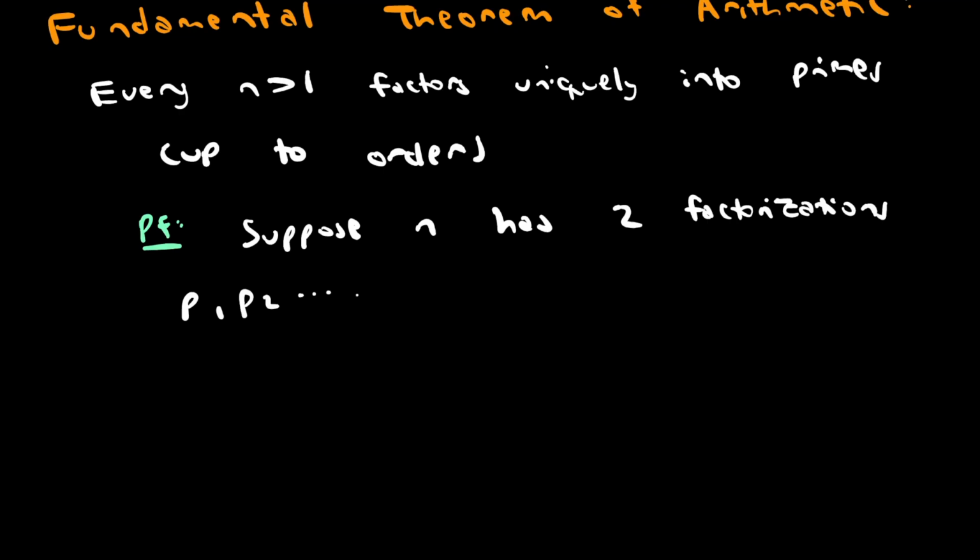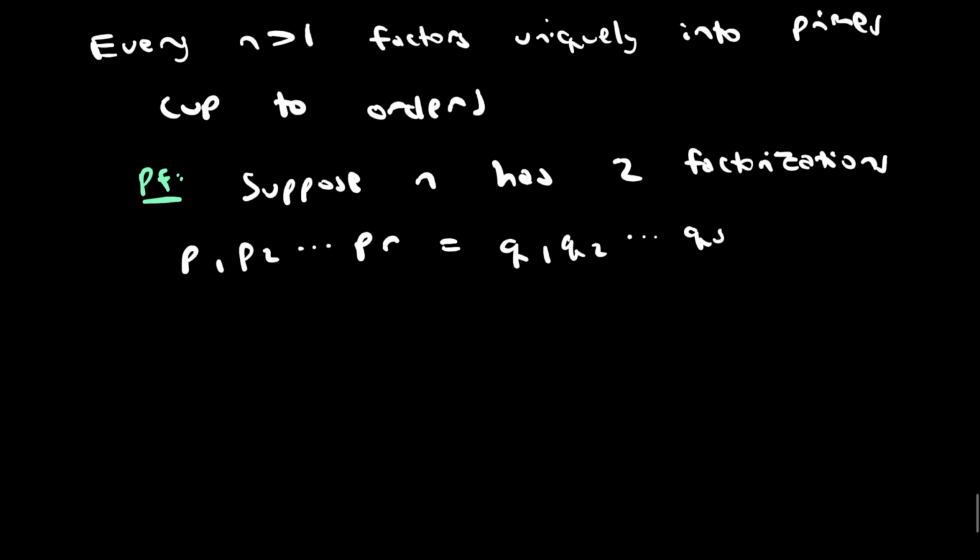the product of P1, P2 to the PR is equal to Q1, Q2 to the QS, where no prime on the left also appears on the right. So there's no sharing of primes on each side.